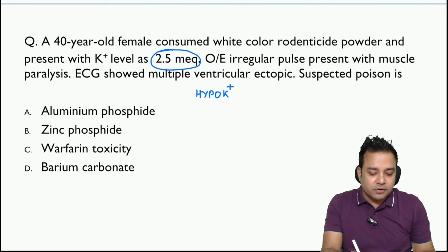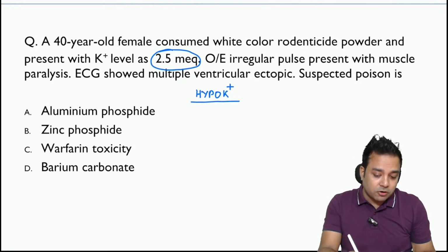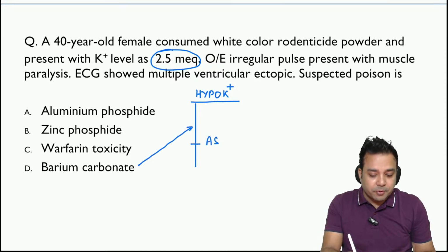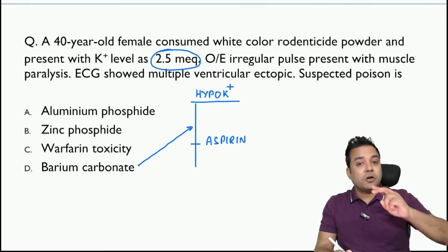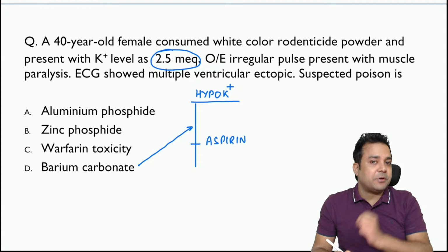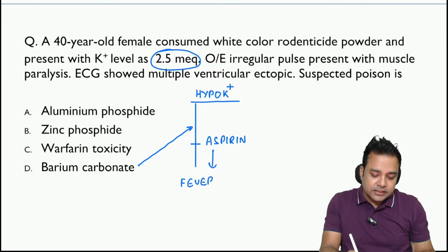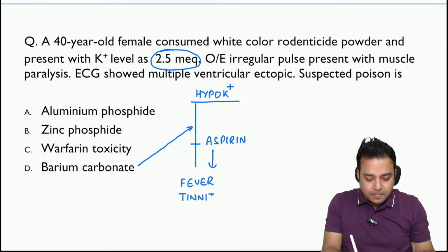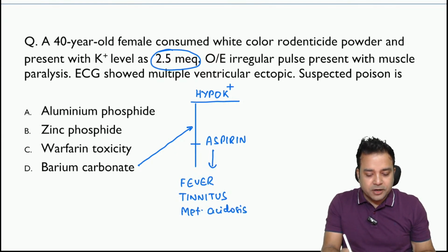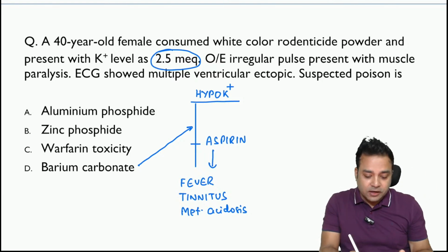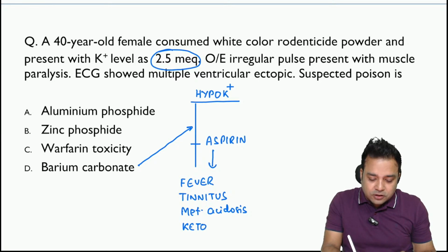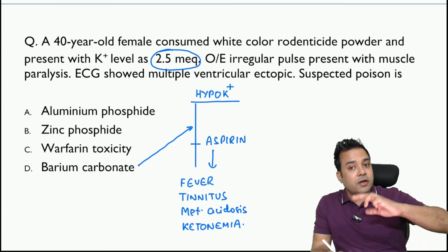And what are the differentials which we cover with respect to hypokalemia in toxicology? Only two poisons now. One is barium carbonate. Another one is aspirin. Should be remembered. Aspirin poisoning also leads to hypokalemia as well as hyponatremia. Along with that, a patient presenting with fever, tinnitus, that is ringing ears. Along with that, metabolic acidosis on ABG analysis can be given in the question. And the patient is showing increased ketone body levels found to be raised. So all this makes your diagnosis as aspirin.